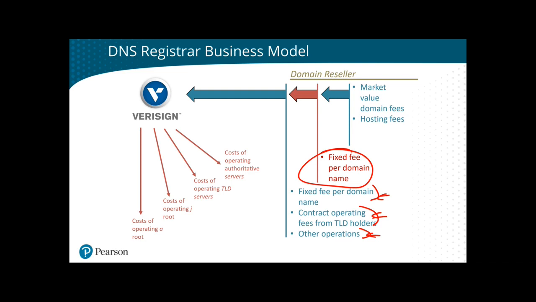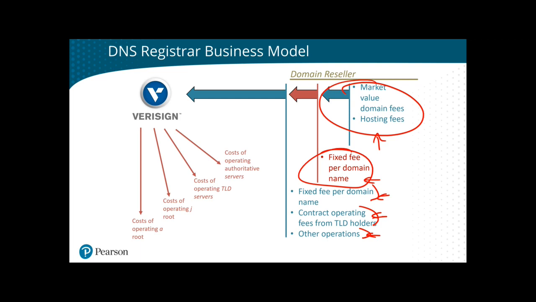Now, what a domain reseller does is they take the market value of the domains and the hosting fees and use the differential between that and the fixed fee per domain to make their profit. So if you go to, say, Namecheap and you say, I want abc123.com, you're going to find somebody's already registered it and they want $5 million for you to buy it from them.